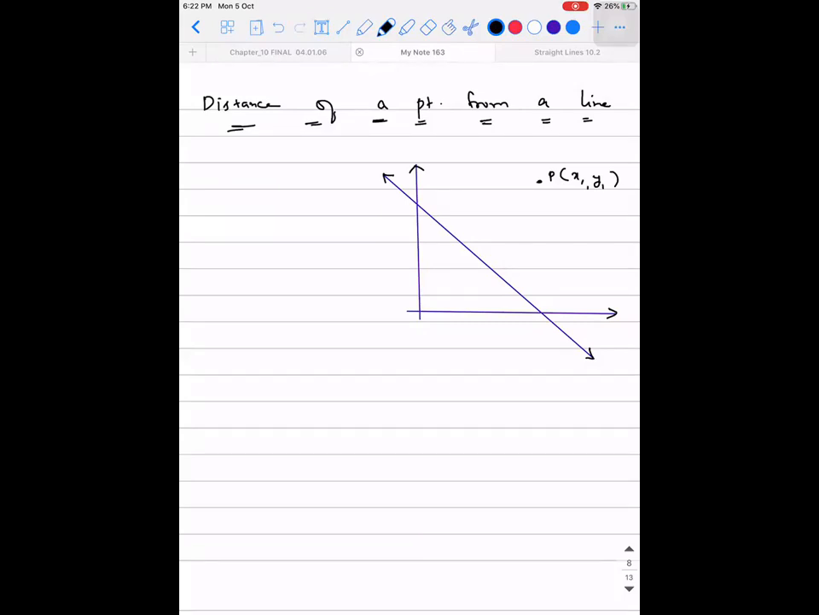So I can find this distance, I can find this distance, I can find this distance, I can find many such distances like this, right? In fact, I can find an infinite number of distances from the point to the line.